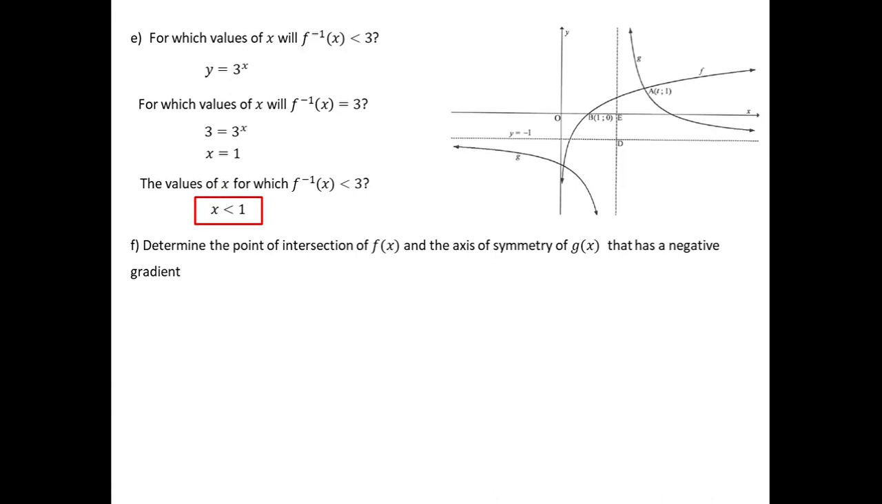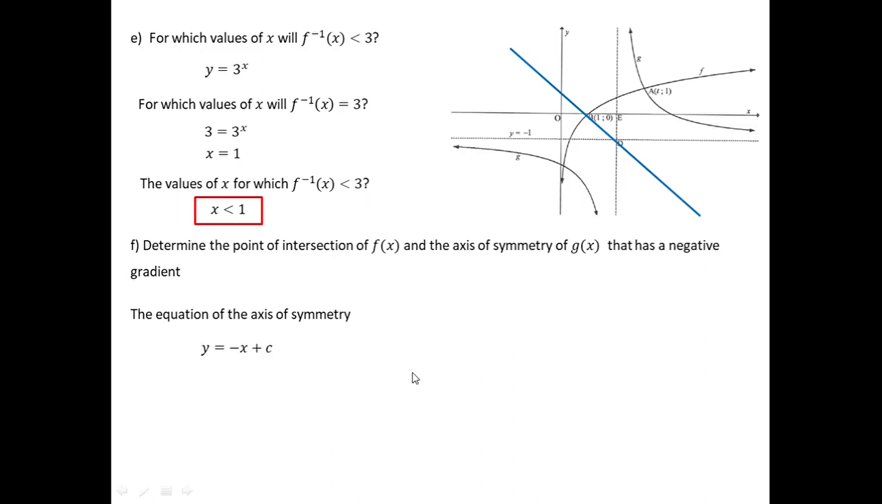Question F. Determine the point of intersection between f of x and the axis of symmetry of g of x that has a negative gradient. Well, I think first let's try and figure out what is the equation of this axis of symmetry of g that has a negative gradient. So that's going to be that line there. There's the axis of symmetry. There are only 2 axes of symmetry for a hyperbola. One that goes this way, one that goes that way. And we are told to use the one that has a negative gradient. So it must be this one.